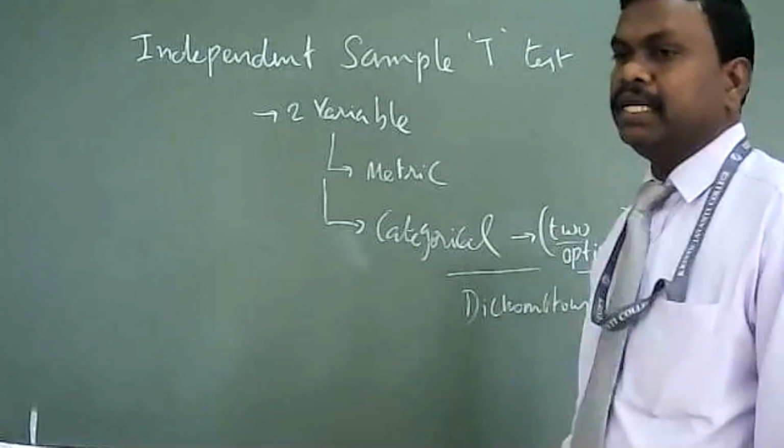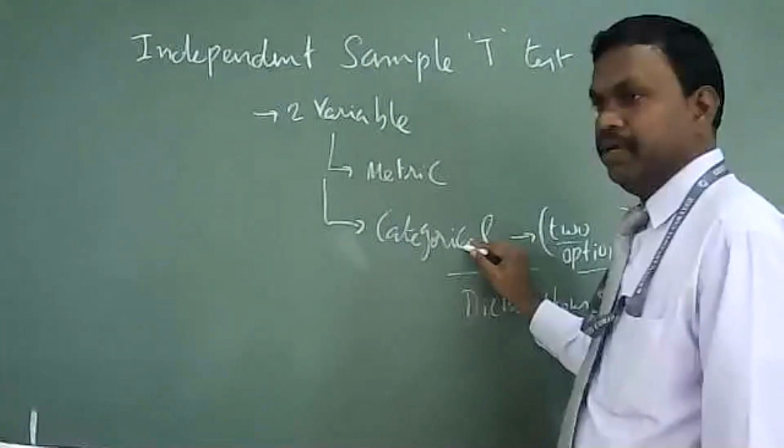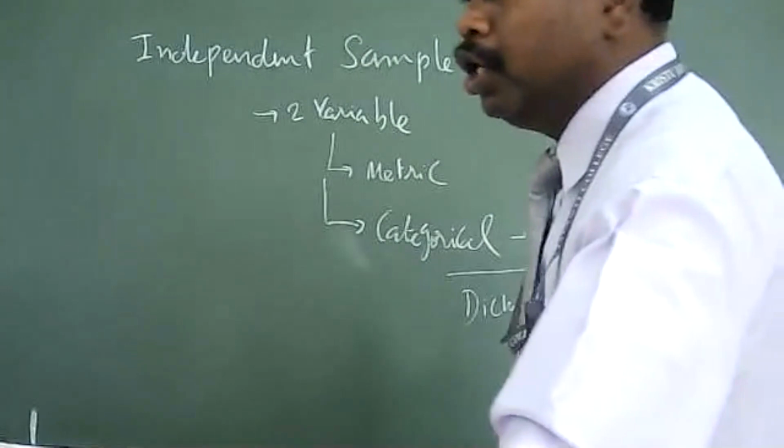So for applying an independent sample t-test, I require a metric variable and a categorical variable. This categorical variable should have only two options. So you should keep this in your mind.